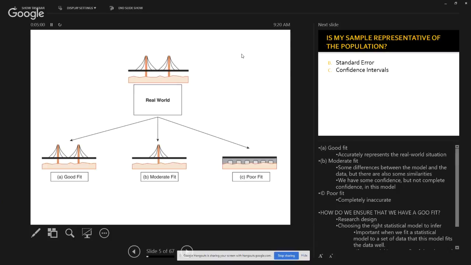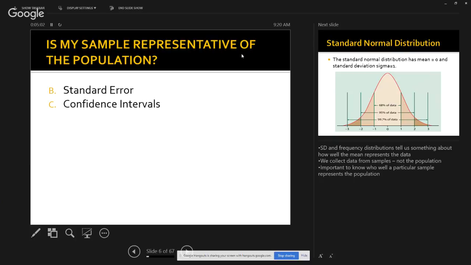And two ways that we look at. One is to see if your sample represents the real world or the real population, we look at standard error and confidence intervals. Now, I'm assuming that you have looked at these before in some stats class.